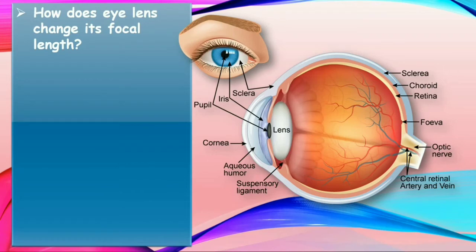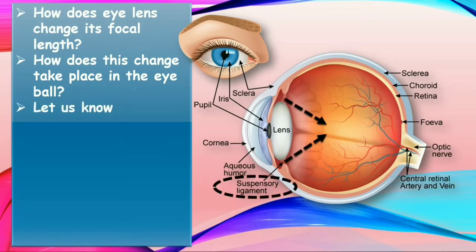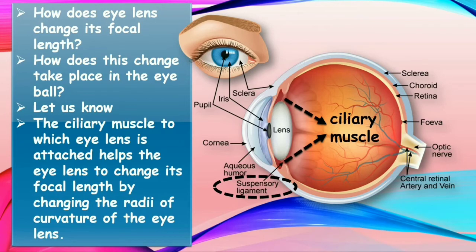How does the eye lens change its focal length? How does this change take place in the eyeball? Yes, it is done with some suspensory ligaments called ciliary muscles. The ciliary muscle to which the eye lens is attached on both sides helps the eye lens to change its focal length by changing the radii of curvature of the eye lens.